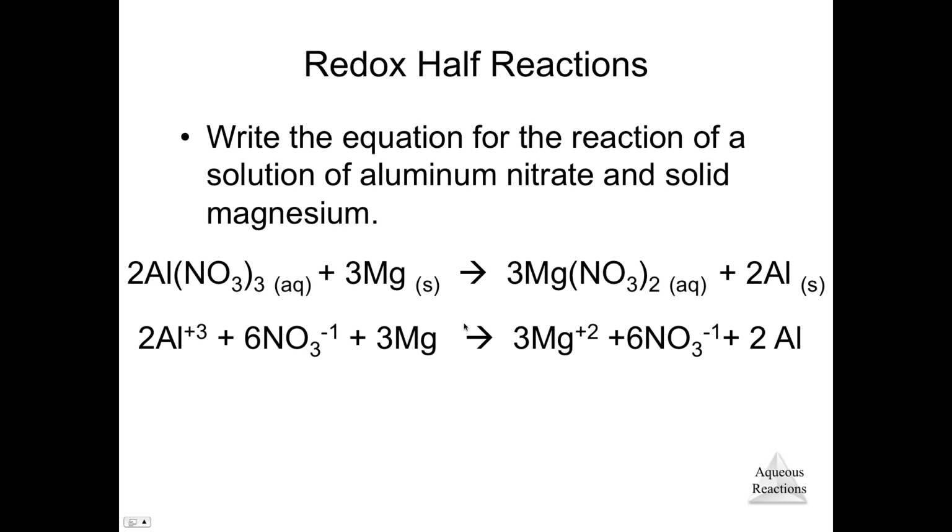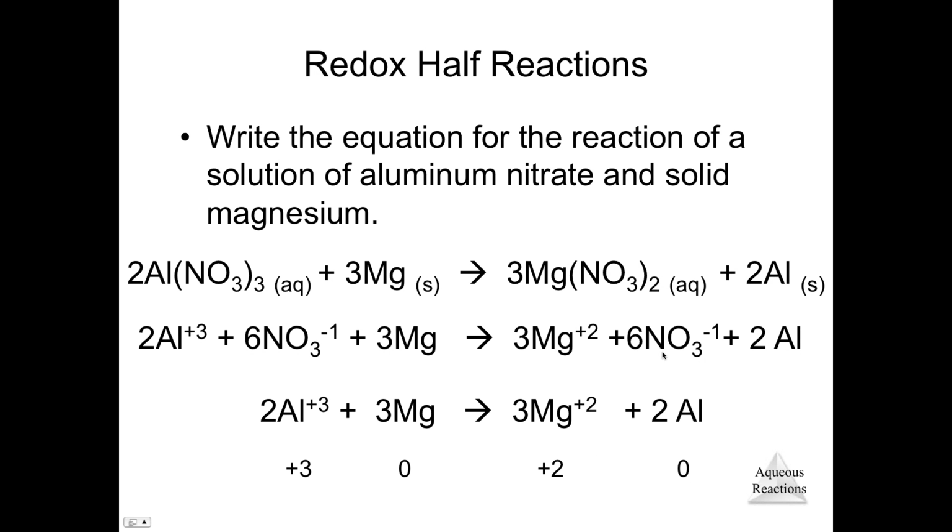If you look at the ionic equation, the strong electrolytes are completely ionized, and then the spectator ions are going to be canceled out. Nitrate gets canceled out, so we're left with the net ionic equation here. And you'll see if you follow the oxidation numbers, aluminum goes from +3 to 0, so sure enough, it's reduced. The magnesium we said was going to be oxidized, and it's going from 0 to +2, so it's becoming more positive. It's losing electrons, and it's being oxidized.